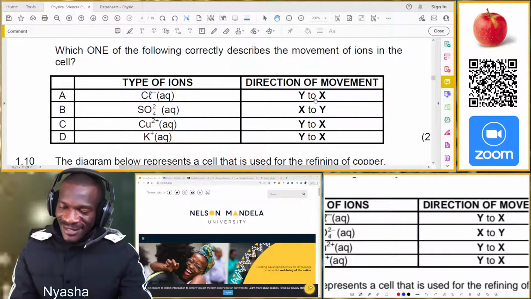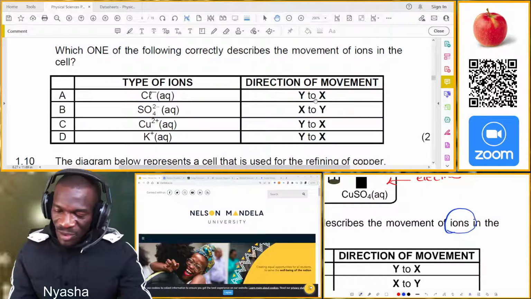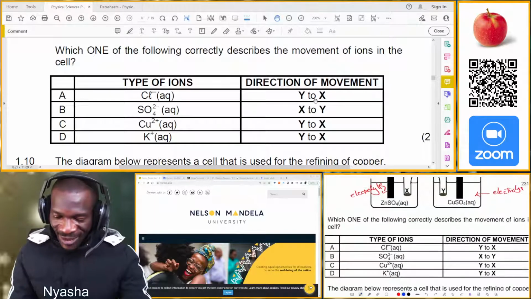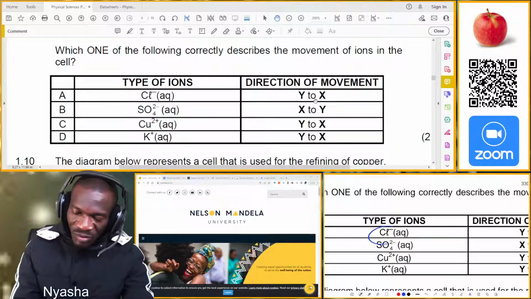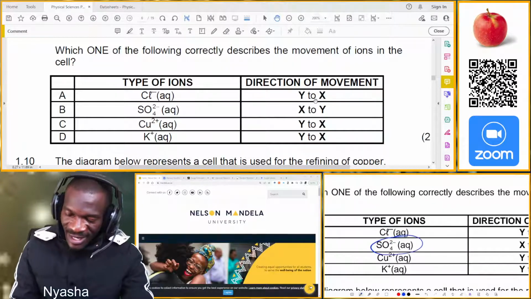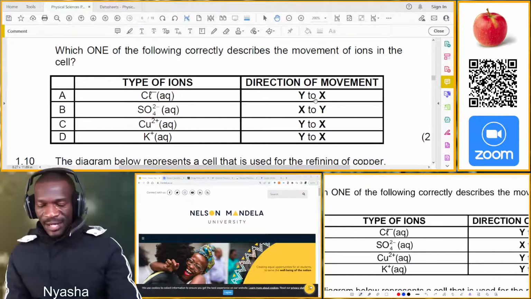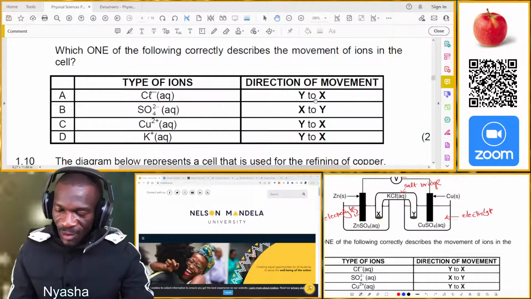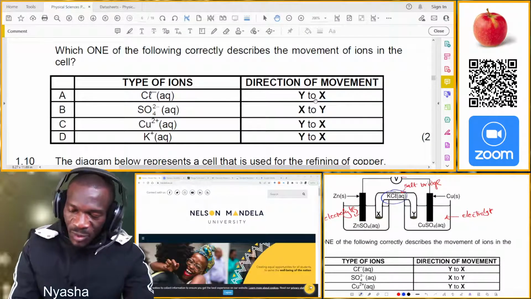The next thing is, they want us to describe the motion of what? Of ions. So let's see if there are any ions that are shown. Yes, we have the chloride ions, the sulfate ions, the copper ions, and the potassium ions. Okay, where are the chloride ions coming from? From the salt bridge.